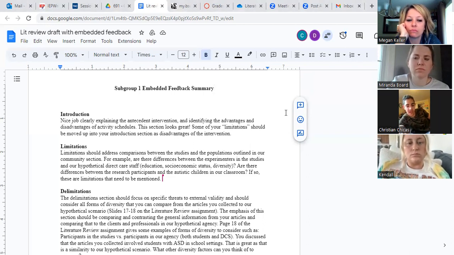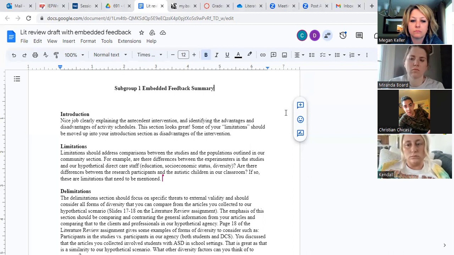I think this was a point of feedback that we'll see a couple of times throughout different sections: looking at the population you copied over from ours, Portland, Oregon, in Multnomah County, and seeing how that population relates to the literature and to any limitations. An example they put is the differences between experimenters in the study and our hypothetical direct care staff. What differences would there be implementing an activity schedule in a study setting versus in a school setting like we are? And just thinking about the direct care staff and their education.